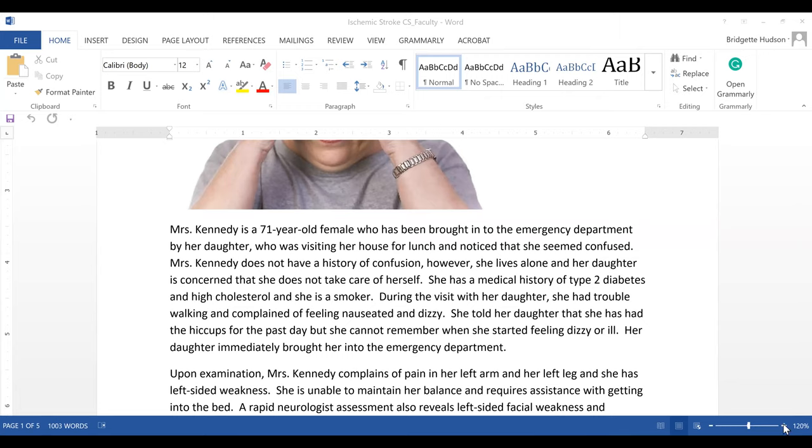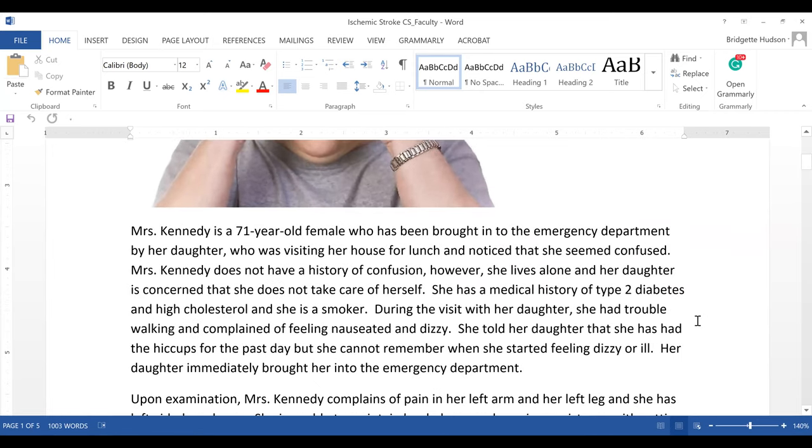So she does have diabetes, high cholesterol, and is a smoker. So are those risk factors for stroke? Absolutely. So when I'm looking at questions, I'm underlining or highlighting or jotting down somewhere, on that whiteboard, these things. Okay.